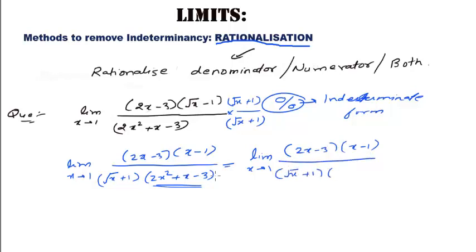Now if I factorize this, if I divide this by x minus 1, what do we get? x minus 1 into 2x plus 3. If you multiply these two terms, you will get exactly 2x square plus x minus 3. Now this x minus 1 and this x minus 1 can be cancelled out. Why? Because limit x is tending to 1, so neither this is exactly 0 nor this is exactly 0. They are both some finite quantities, so they can be cancelled out from numerator and denominator.